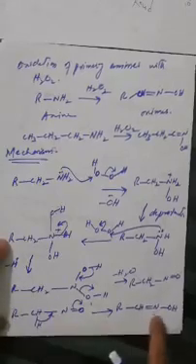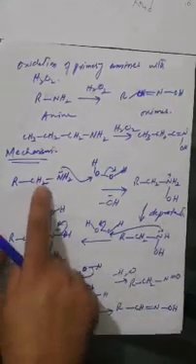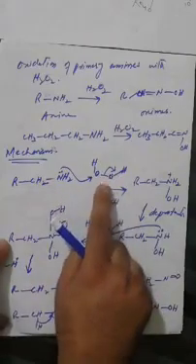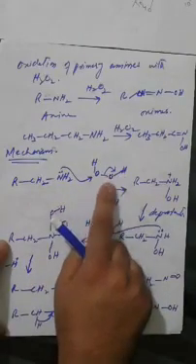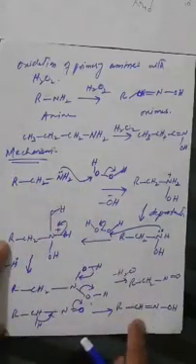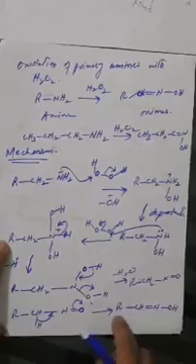These oximes are formed when primary amines react with hydrogen peroxide. So hydrogen peroxide oxidizes the primary amine into oxime. You will have to remember this.